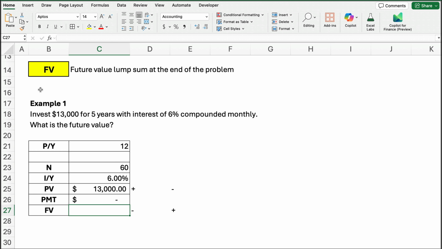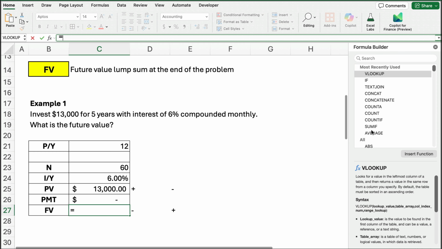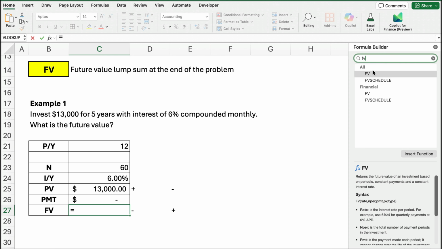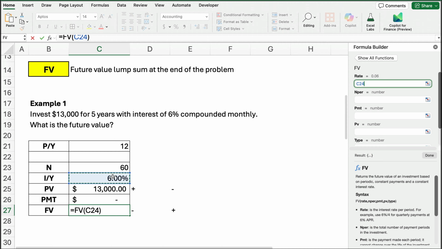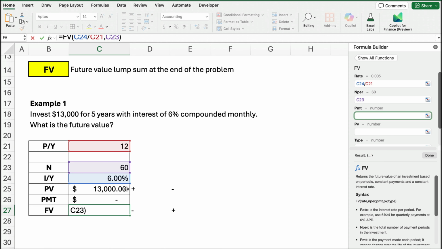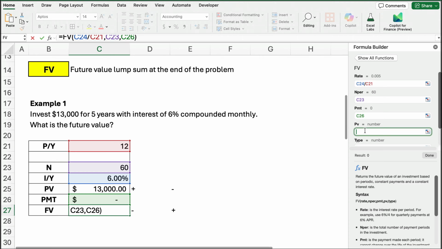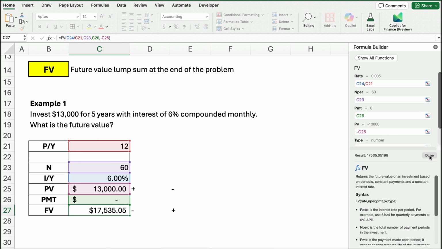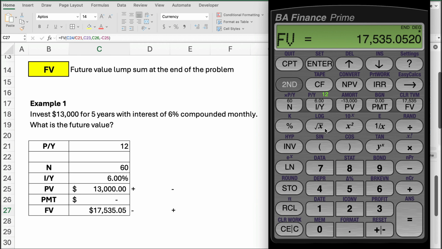Now I'm going to use Excel to check my work. So the way to do it in Excel is I'm going to look up the future value calculation. So FV, my rate is 6%. Now Excel does not have a periods per year, so I'd have to do 6 divided by 12 and get the periodic rate of about 0.5%. The number of periods is 60. The payment is going to be 0. And the present value, I'm going to put in as a negative present value, so my answer comes out to be positive 17,535 and 5 cents. Well, I feel good about my answer on the calculator.